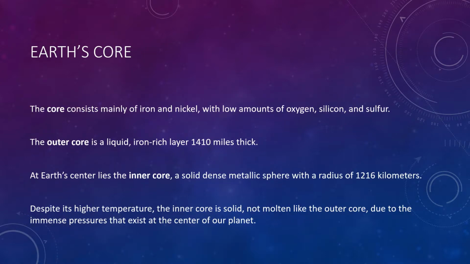The core is thought to consist mainly of iron, combined with an unknown quantity of nickel, as well as a minor amount of oxygen, silicon, and sulfur, elements that readily form compounds with iron. Because of the extreme pressure found in the core, this iron-rich material has an average density more than 10 times the density of water, or about 10 grams per cubic centimeter. The outer core is a liquid, iron-rich layer 1,410 miles thick.